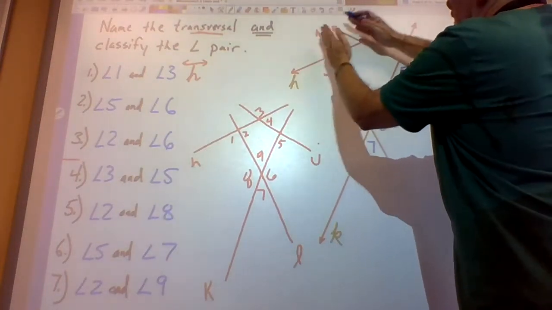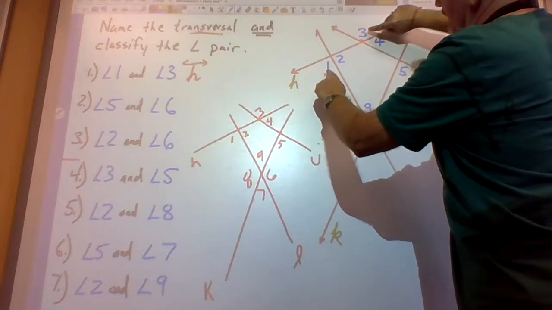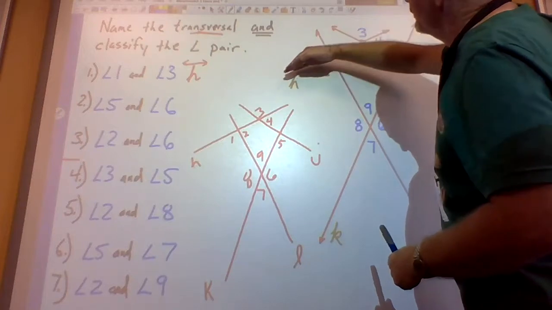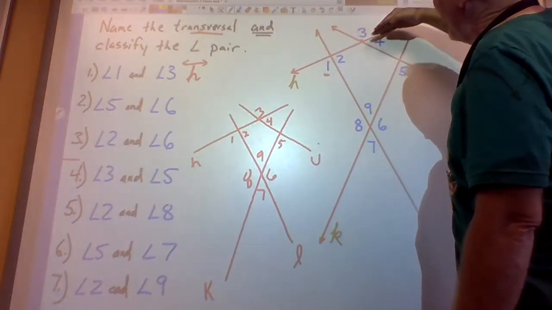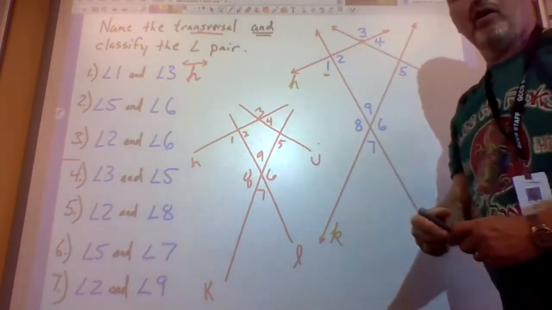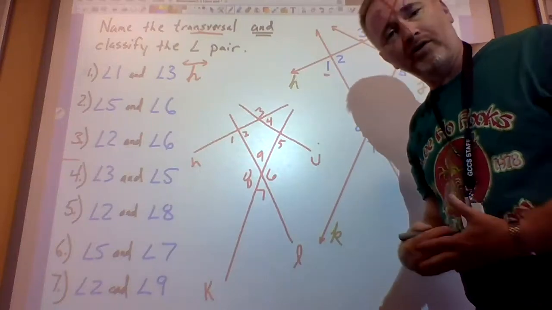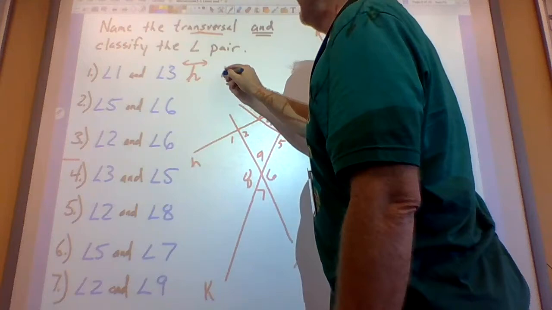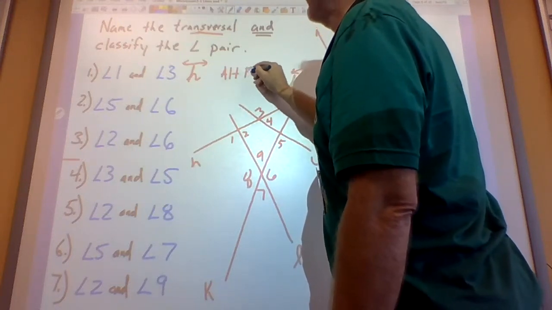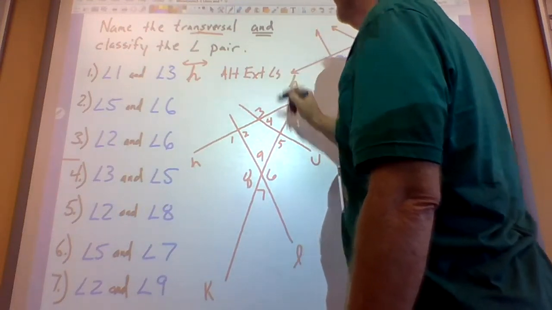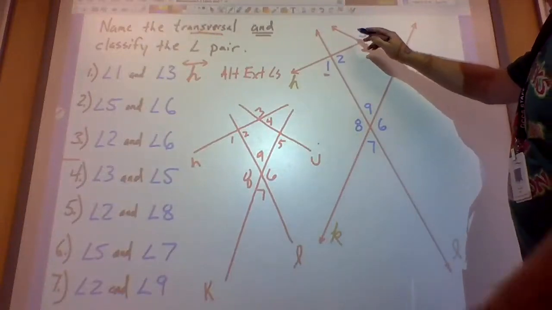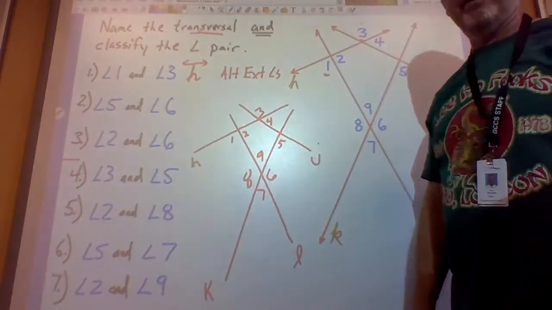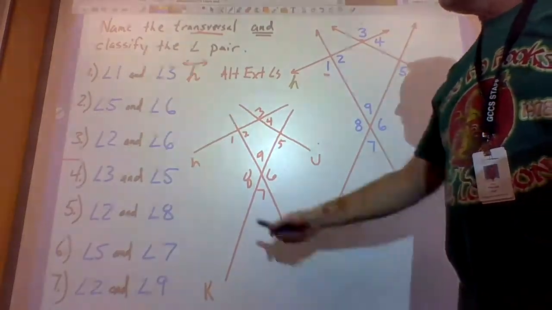1, 3, and 4 are exterior, but we're only talking about 1 and 3. So they're exterior, and if this is the transversal, 3 is on top of it, 1 is underneath it, so they're on opposite or alternate sides of the transversal. So they are alternate exterior angles. All right, 1 and 3 exterior, and then alternate sides of the transversal. Pretty easy stuff, right?